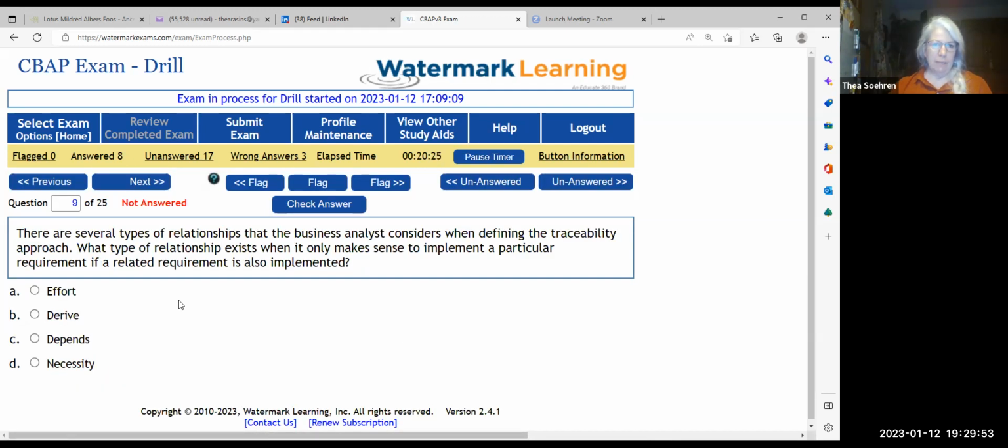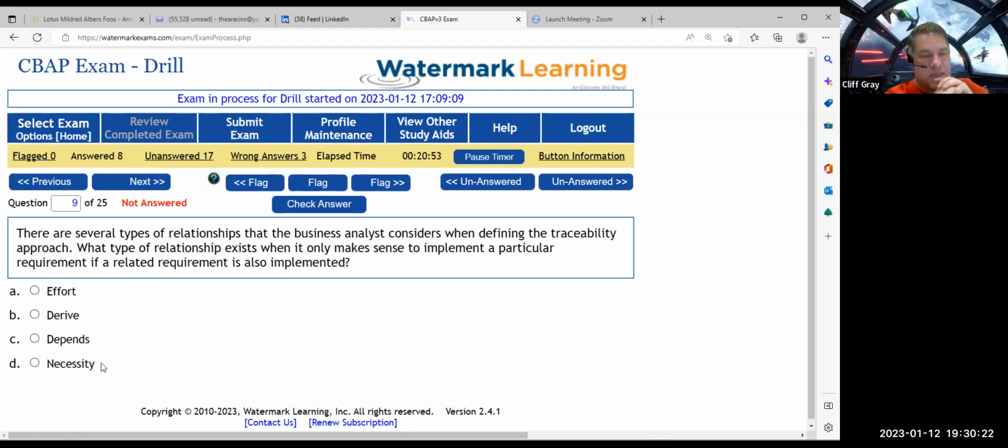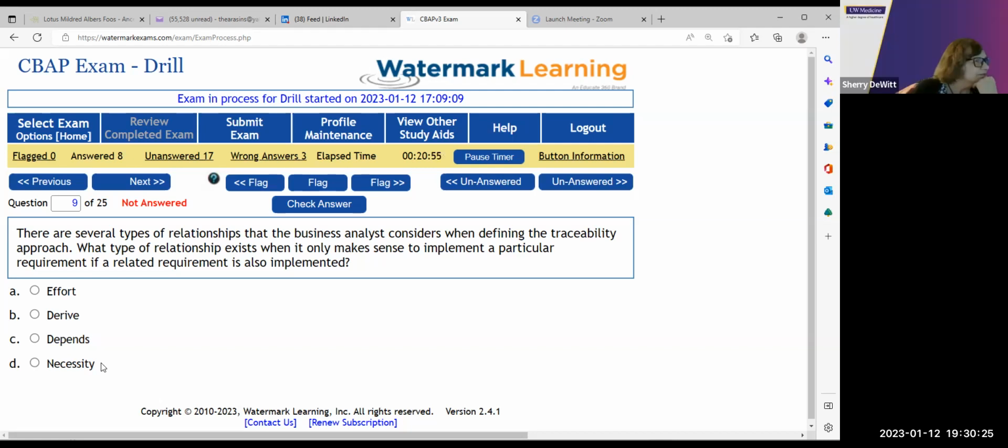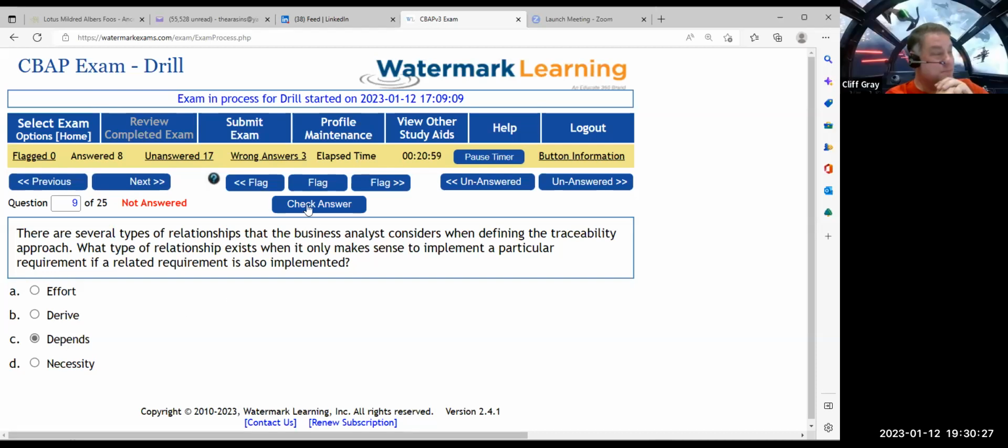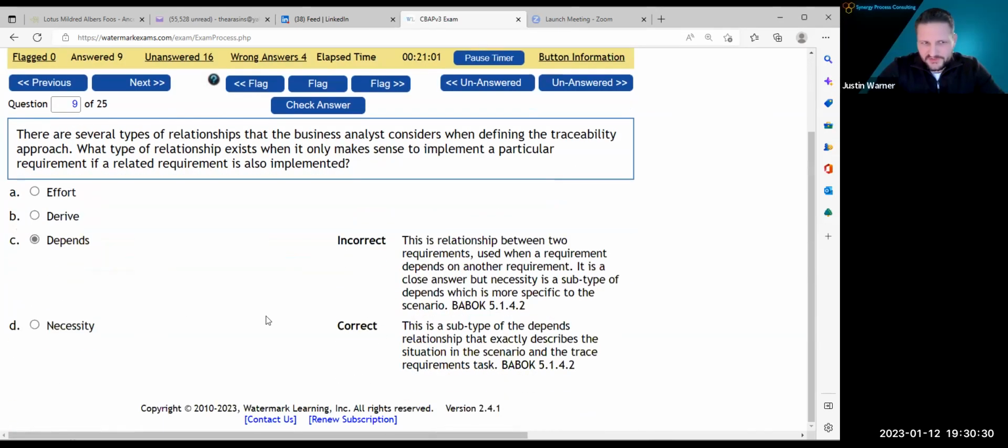Number 9, there are several types of relationships that the business analyst considers when defining the traceability approach. What type of relationship exists when it only makes sense to implement a particular requirement if a related requirement is also implemented? Would that be effort, derive, depends, or necessity? If you can only do one and it needs the other, that's depends. It seems like a dependency. Yeah, depends stands out, but I don't think it's quite the definition of depends.